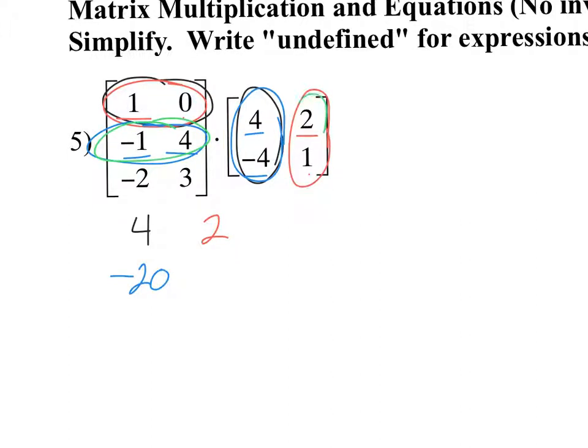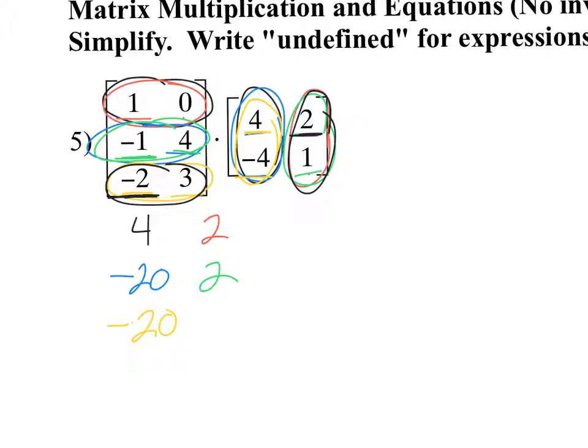Row 2, column 2. Negative 1 times 2 is going to be negative 2. 4 times 1 is 4. When I add those together, I get 2. Then we've got row 3, column 1. Negative 2 times 4 is negative 8. 3 times negative 4 is negative 12. Added together, I get negative 20. And then finally, row 3, column 2. Negative 2 times negative 2 is negative 4. Plus 3 times 1 is just 3. Negative 4 plus 3 is going to be negative 1.